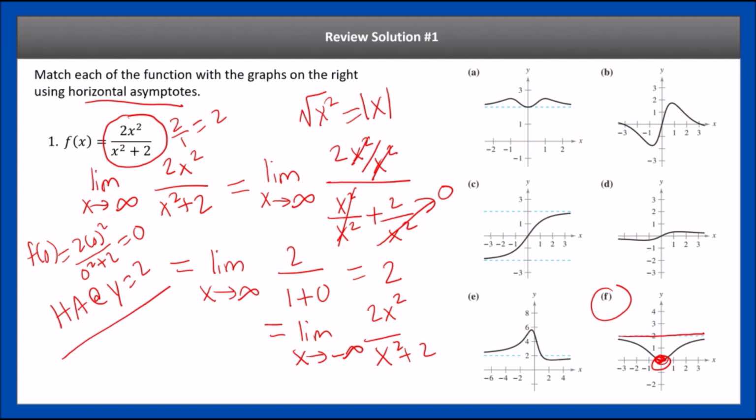All right. Now that I think about it, we also have another function here that goes through 2, so we want to eliminate that as well. But again, as we established, it starts at the origin, and E does not start at the origin, so it cannot be E. So we eliminated that as well. So the answer has to be F.